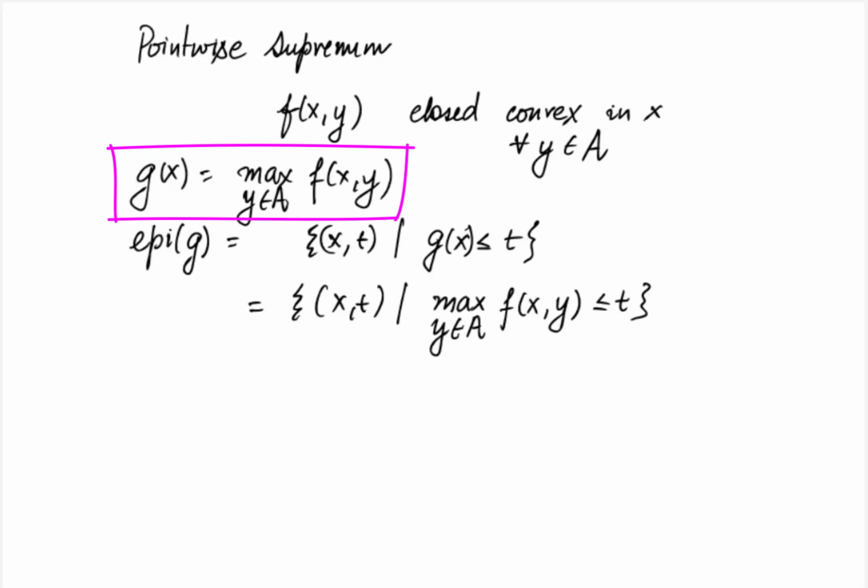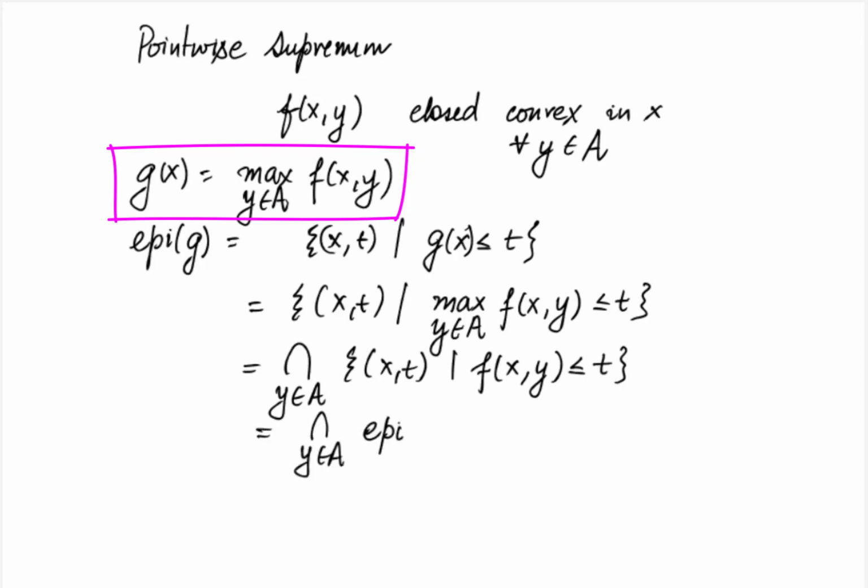Equivalently, we can say that the epigraph of G is the intersection of the epigraphs of f seen as a function of x for a given y over all y in A. This is because each inequality of the form f of x comma y less than or equal to t can be used to define the epigraph of f with respect to x for a given y in A. Because you can have multiple inequalities, they all translate to an intersection of each of these sets. So to summarize, the epigraph of G is the intersection of epigraphs of f over all y in A.